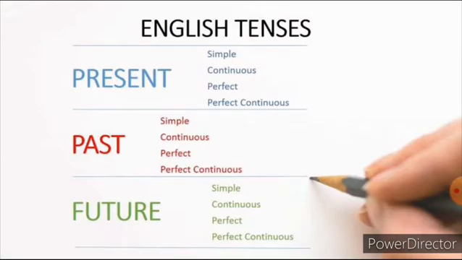The first one is the simple present. Second one, present continuous. Third one, present perfect. And fourth one, present perfect continuous. And look at the next kind, that is past tense. Past tense is also classified into 4 types. The first one is the simple past. Second one, past continuous. Third one, past perfect. And fourth one is the past perfect continuous.